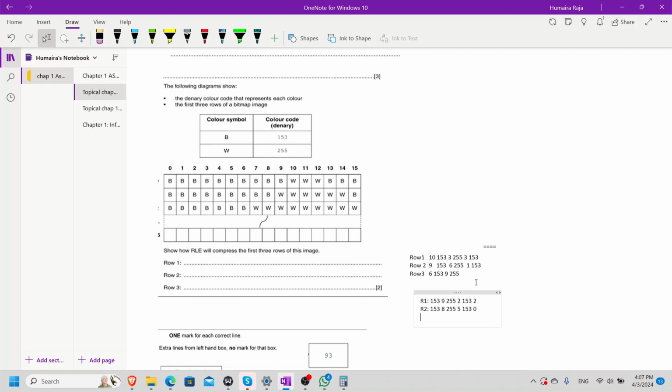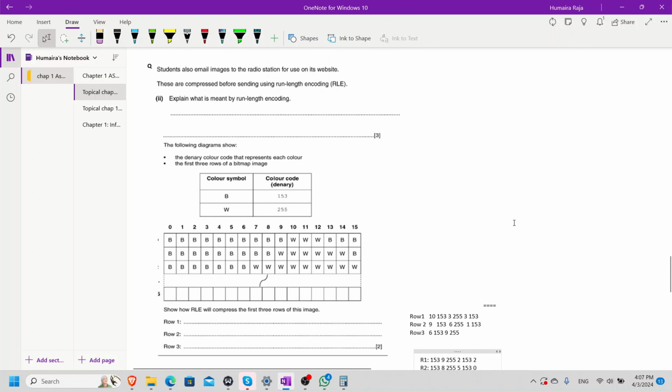Then for row 3, I will be using 153, the code for black, and how many black? 6, starting from 0. So there will be 6. Then 255 and how many white? 8, starting from 0. So this can be my alternate solution, right? I hope I am clear.